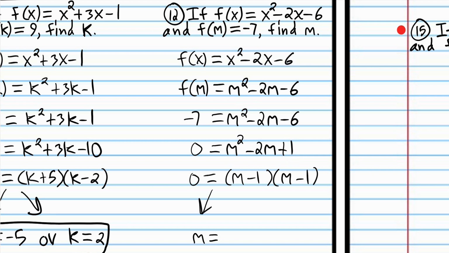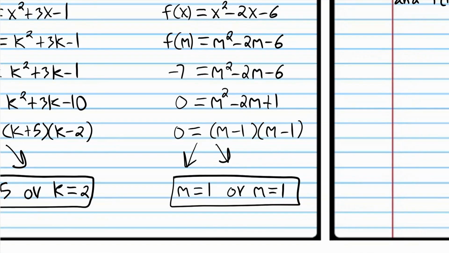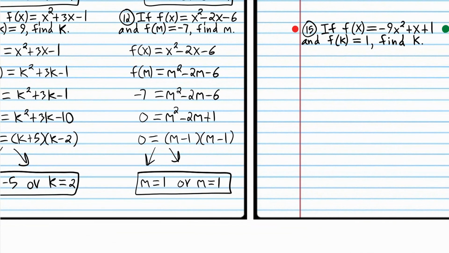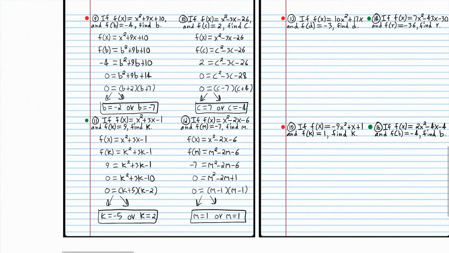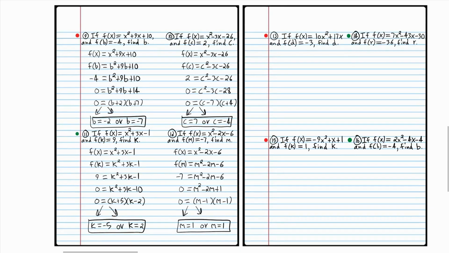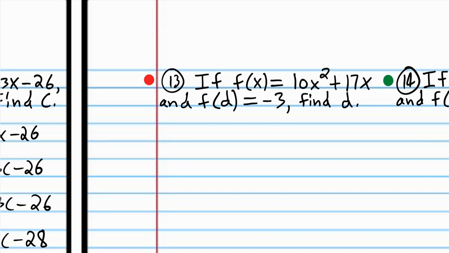So for this equation, there was actually only one solution. You don't have to write m equals 1 twice, but that's just one way to do it. You'll see that in textbooks sometimes. So if you got that right, excellent. Okay, let's go to some more problems.